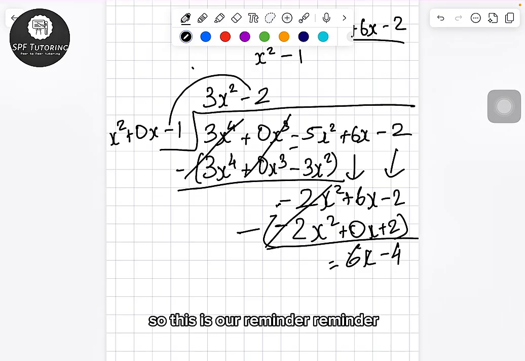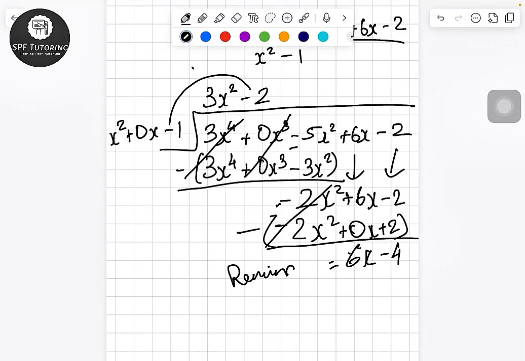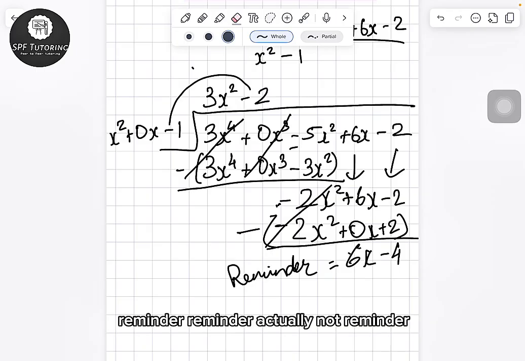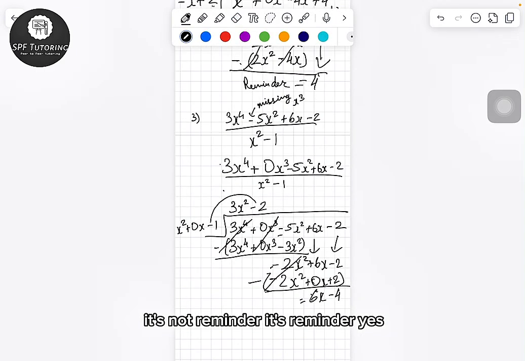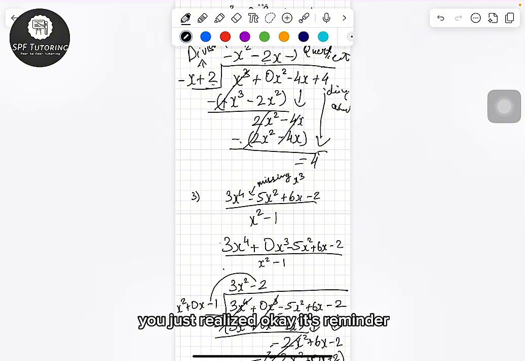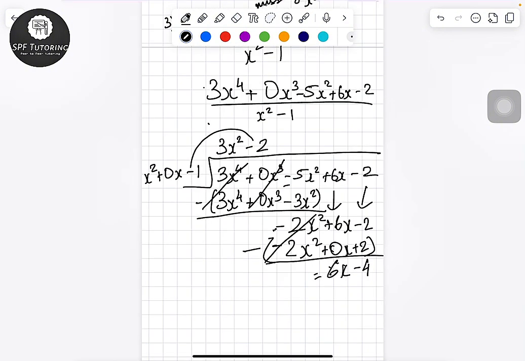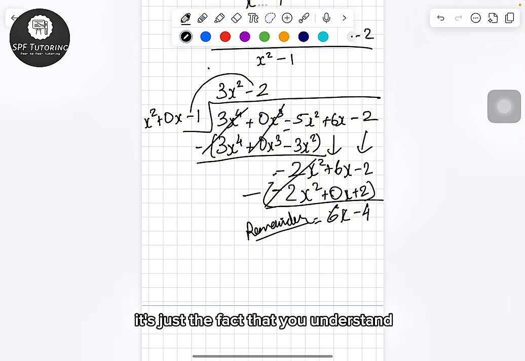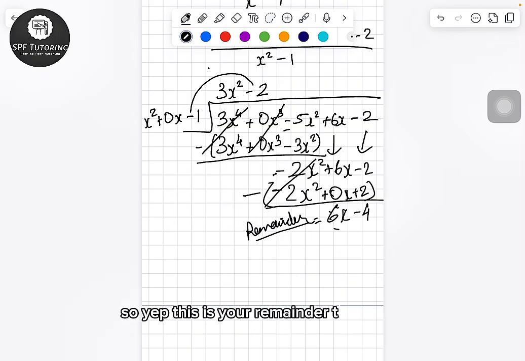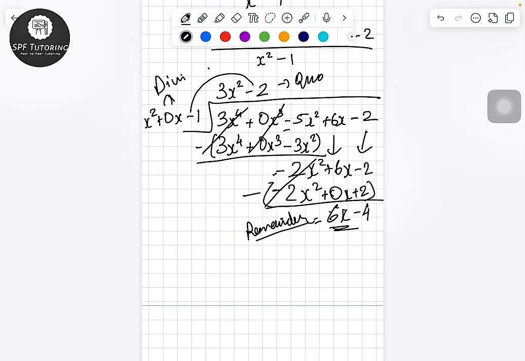So this is our remainder. Actually, not reminder, I'm writing this wrong. It's not reminder, it's remainder. Who cares about spelling? Nobody cares about spelling. It's just the fact that you understand it's a remainder. So yep, this is a remainder. This is our question. This is our divisor. Right, and so this is how you would do this.